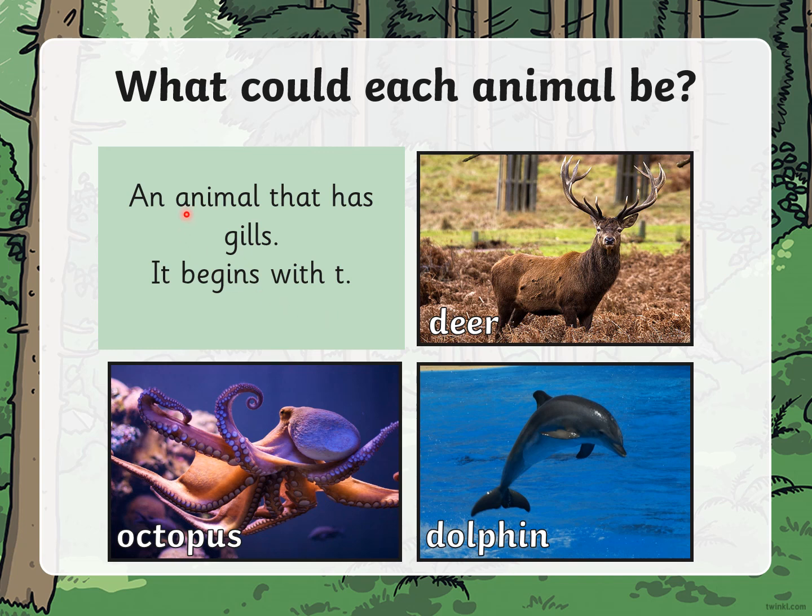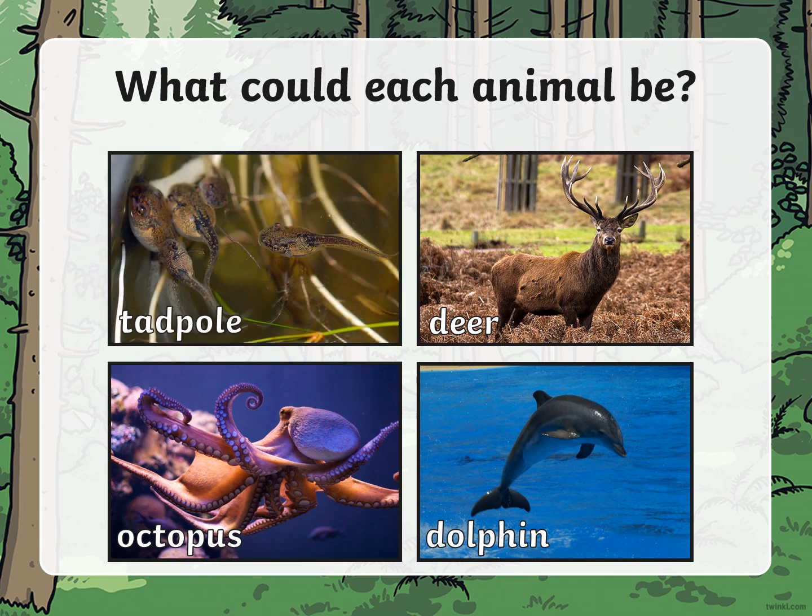Right, an animal that has gills. What type of animals have gills? Right, an animal that has gills must live under the water. It means it can breathe underwater. Not sure. Begins with T. You ever think, children? Guys, I still can't think what it is. A tadpole! Of course, a tadpole. Didn't think of that. That was a tricky one.